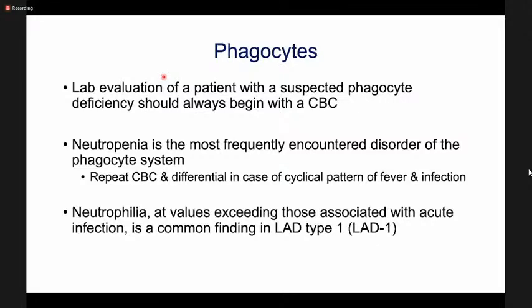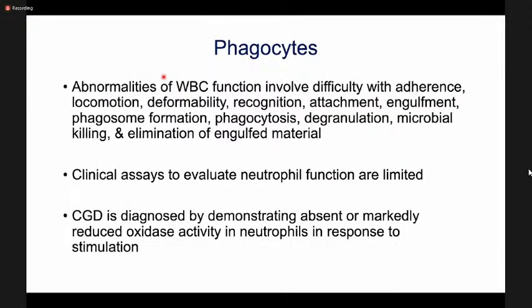So the time when there's a nadir, or like a drop in the neutrophils, is when the patients would present with infections. If you're having neutrophilia, very high levels of neutrophils, higher than what you get in acute infection, then you start thinking of leukocyte adhesion defect. For functional defects, either it would be difficulty with adherence, anything that would interfere with chemotaxis of your neutrophils, or if they're able to transmigrate to a site of infection, then they're not able to kill.